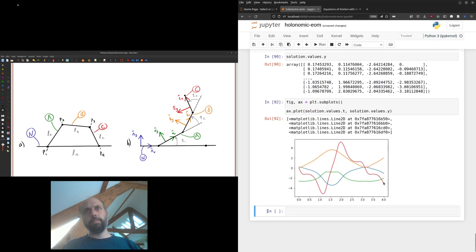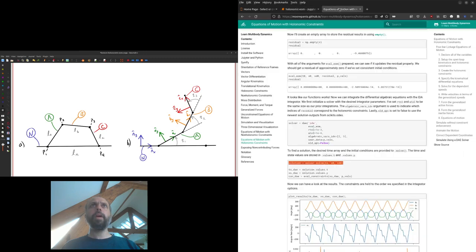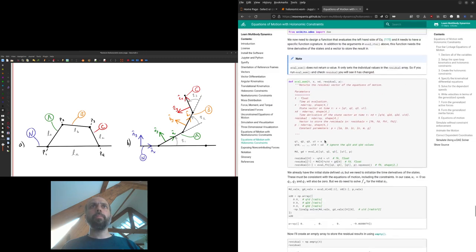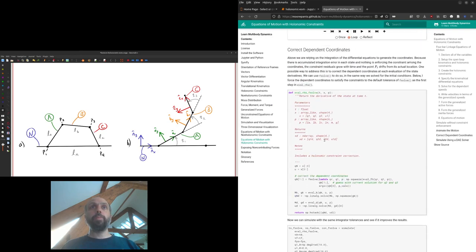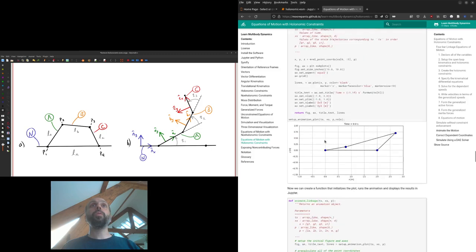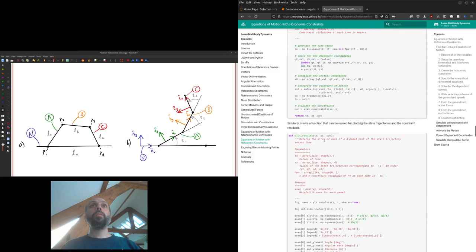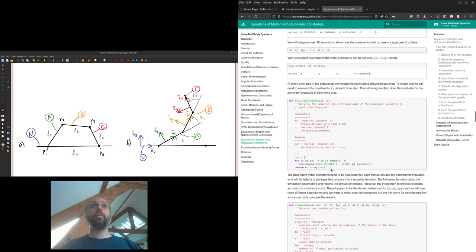So things look like it's moving. We would need to animate it and inspect whether we're getting realistic motion, and we should, and then think about more carefully whether we're getting the results that we expect. I can copy this plot function that I have so we can look at it more closely, but I do want to grab this eval constraints function.